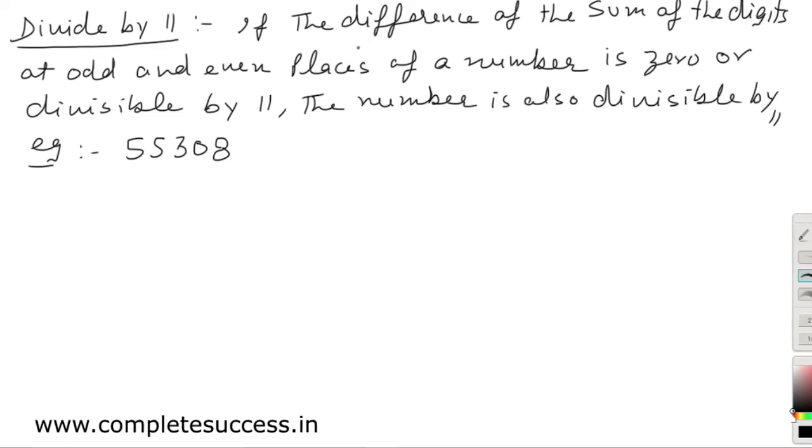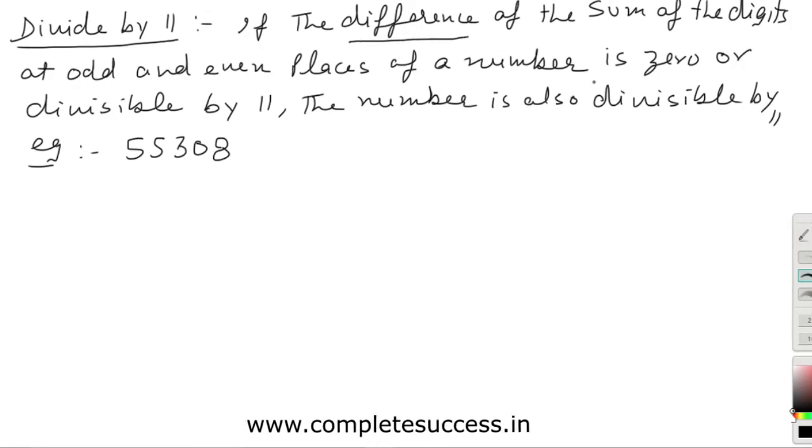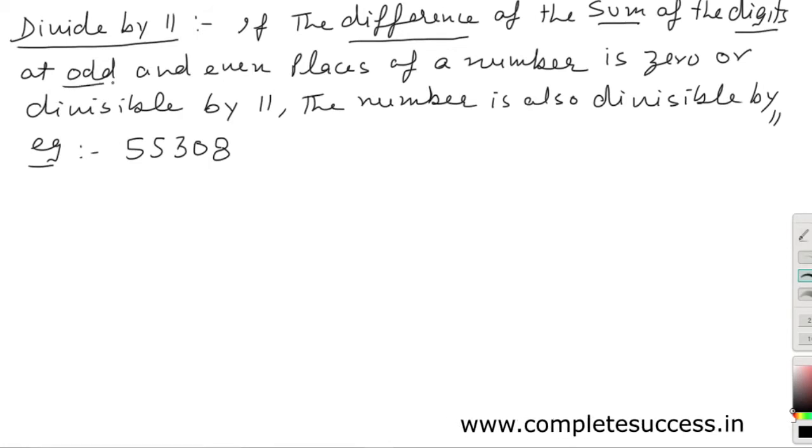So here we have to calculate the difference. Difference of what? Sum of digits at odd and even places of a number. So what are the odd places? First, third, fifth. These are the odd places. What are the even places? Second and fourth place is an even number place.